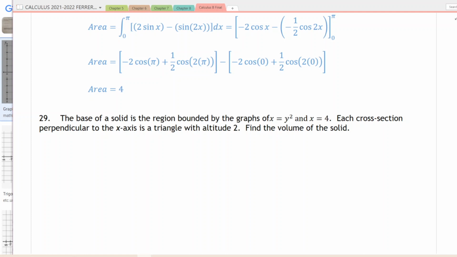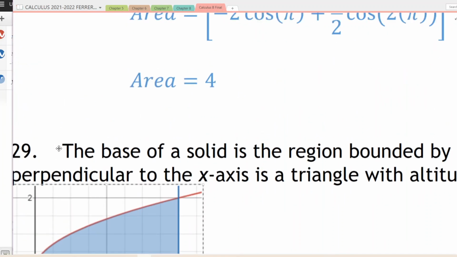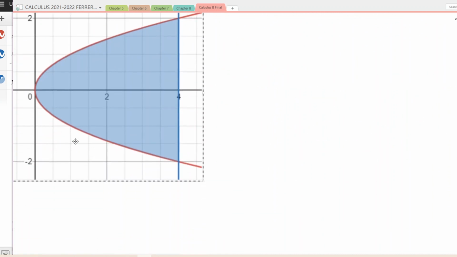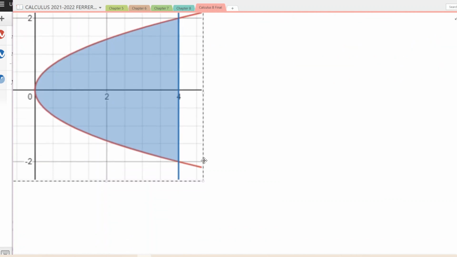So let's not look at the cross-sections just yet. Let's just figure out the base of the solid. We've got x equals y squared and x equals 4 as our bounds. X equals y squared is a parabola that is opening to the right. Rather than give you an ugly graph, I thought we would go with Desmos and give you a nice looking graph. Now that we have that, let's write down the word base here so we know that this is the base.